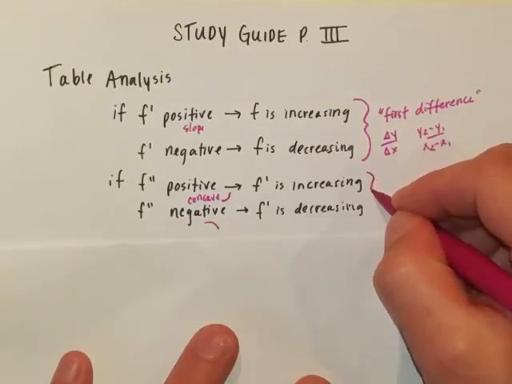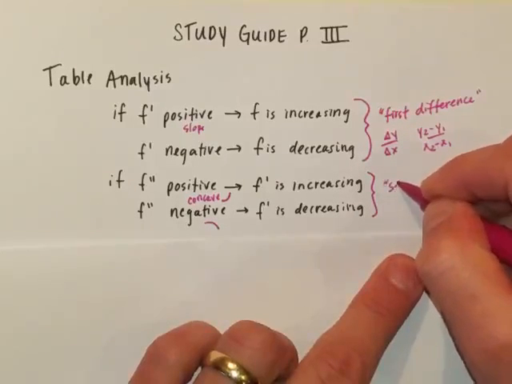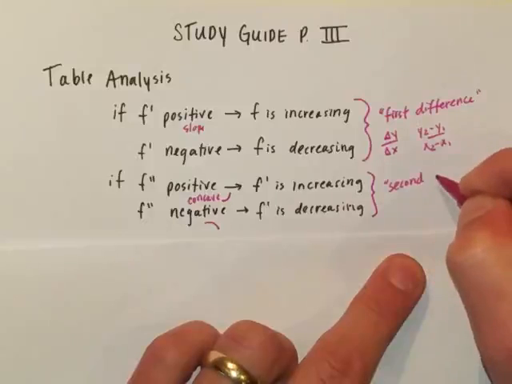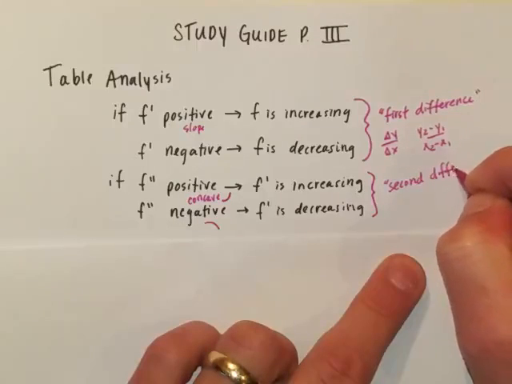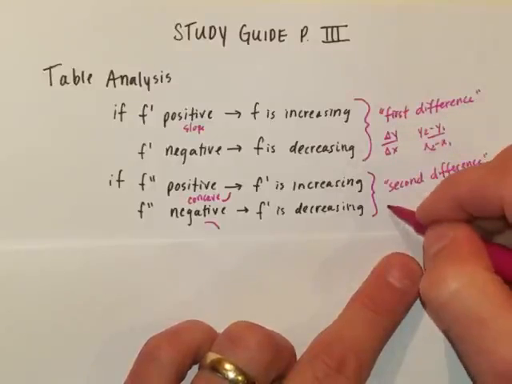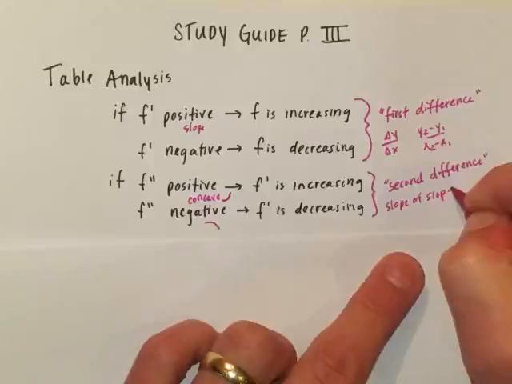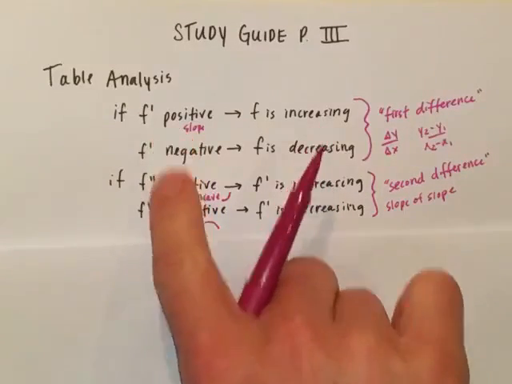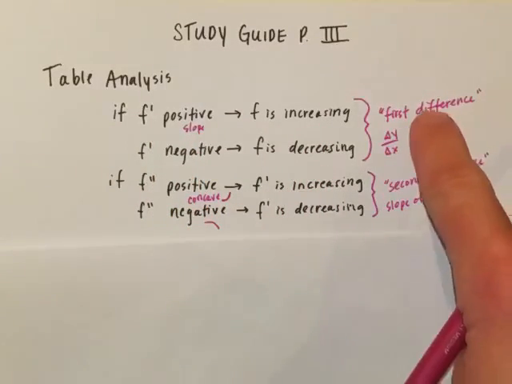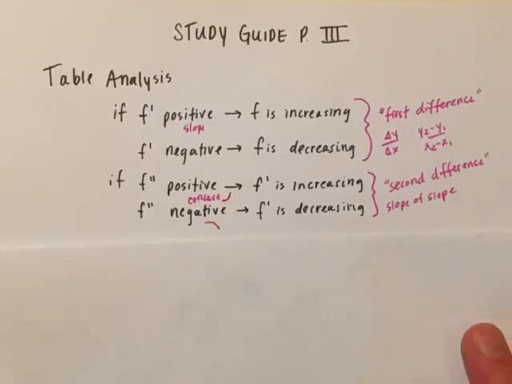How we find f double prime is we find the second difference. We find that second difference by taking the slope of the slope. So just like how this is first and second derivative, think of this as first and second slope. That's what that tells us.